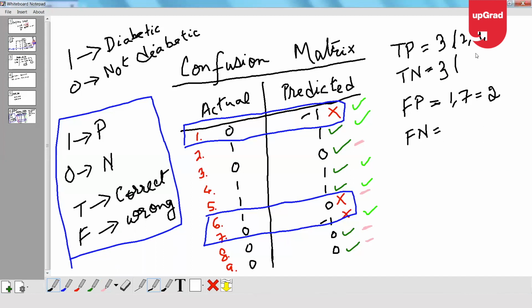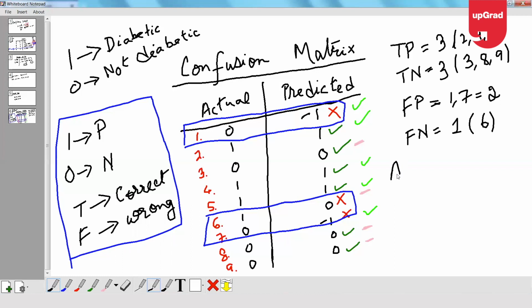The ones are 3, 8, and 9. And how many false negatives? Only one. That is row number 6. So here we have made 3 true positives, 3 true negatives, 2 false positives, and 1 false negative.